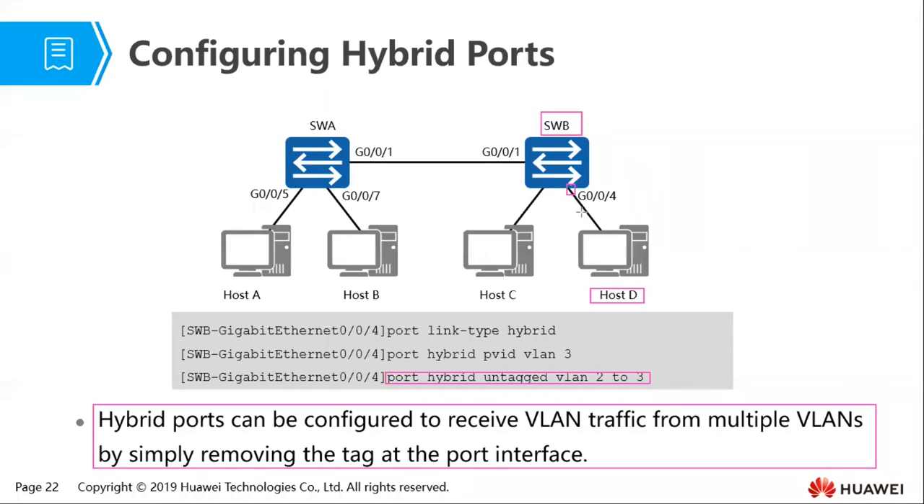So even though this device is on VLAN 3, from this command you can see we are configuring that interface to have a PVID of 3. It will also be able to receive frames from VLAN 2. So the interface will simply remove the tag from frames that are destined to VLAN 2 and forward it to host D.